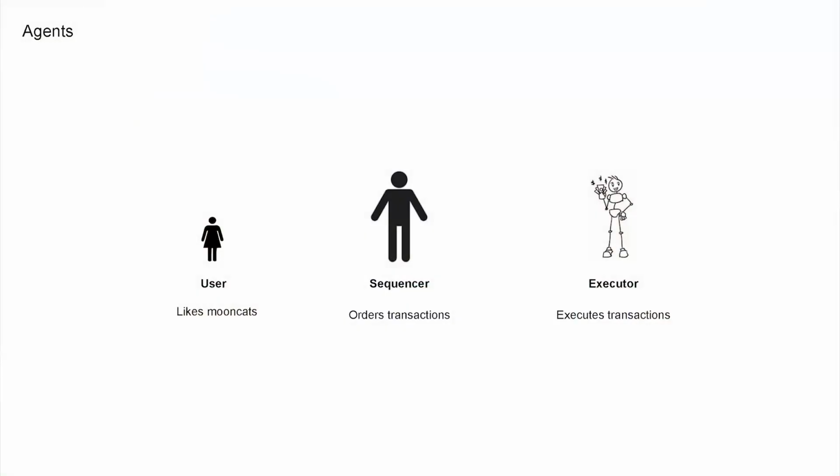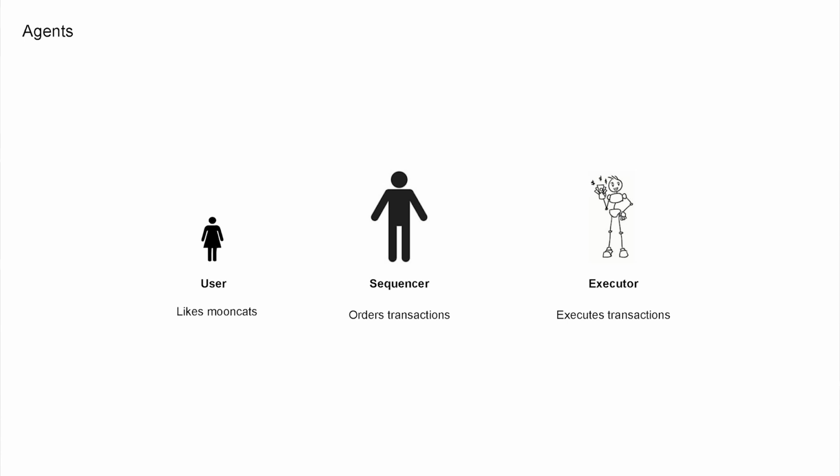So first come the users. Who do we care about? There are 3 agents in the protocol that we care about. The first is the user. It could be Alice. Alice wants to buy and sell NFTs. Maybe she has a moon cat. She just wants to go have fun on a blockchain.